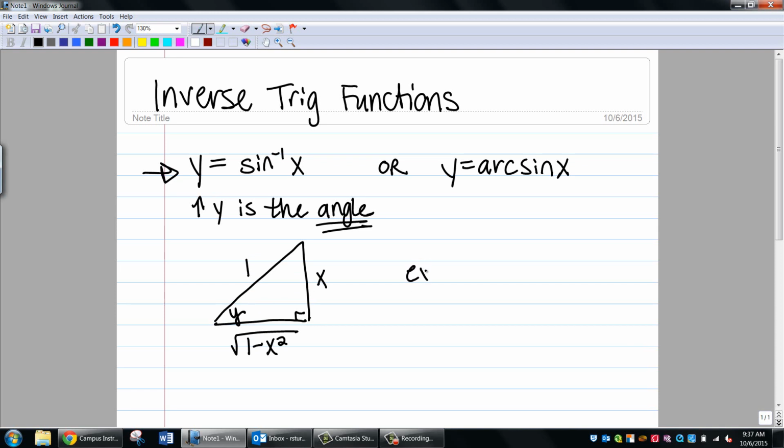So the explicit equation is y equals inverse sine of x. What we call the implicit equation would be sine of y equals x over 1. So basically, now we're having the sine of y, where usually we have y by itself. So we've already labeled the sides of our triangle.